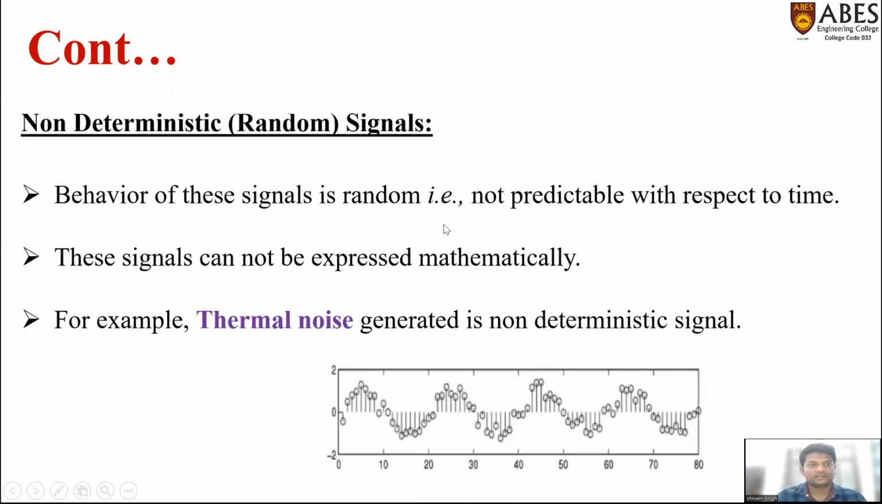Now moving ahead, non-deterministic or random signal. So the behavior of these signals is random, not predictable with respect to time. Yes, means you cannot predict the exact value of the signal for each and every time instant. So that's why it is a non-deterministic signal. For example, I have shown thermal noise. Means noise is also a type of signal. Means whatever you are speaking, it is also a kind of wave or vibration. So the pattern of vibration you cannot predict. So that's why it is said to be a random signal or non-deterministic signal.